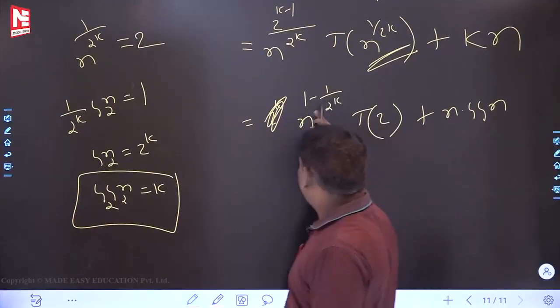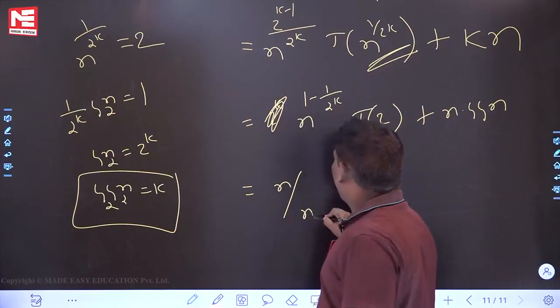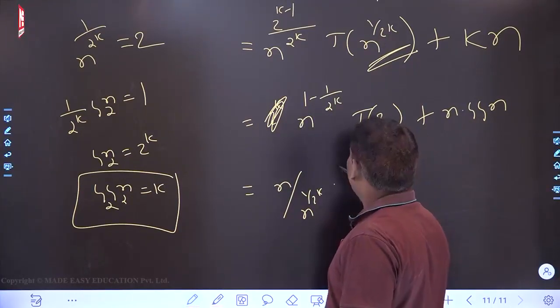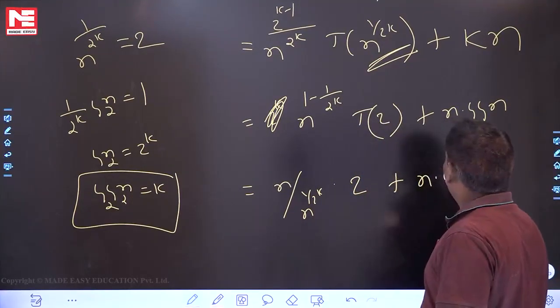Right? What is this one? Let me simplify this also. This will become n by n power 1 by 2 power k. This is T of 2. Right? See in the problem, what is the T of 2? I think 2 plus n into log n.